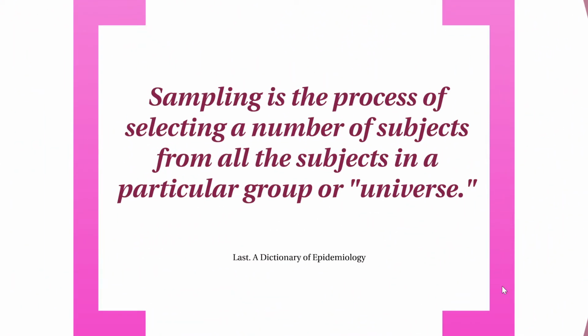So, what is sampling? It's the process of selecting a number of subjects from all the subjects within a particular group or universe. This just means that it's the approach that we take to choosing which people are going to be part of our research studies. It's often not necessary or even ethical to include every potential participant in a research study. However, we need to have a method or an approach to selecting those individuals who do take part in a way that doesn't introduce any bias within our study. And this is what sampling is.